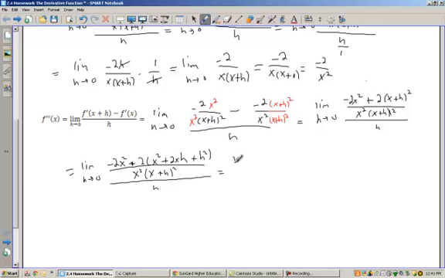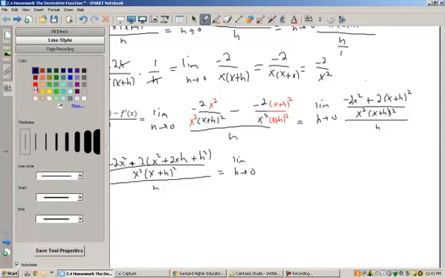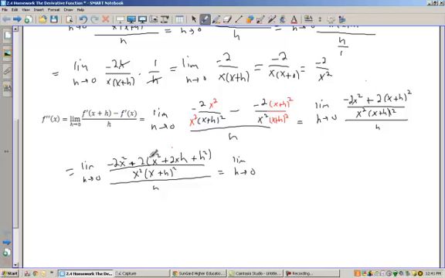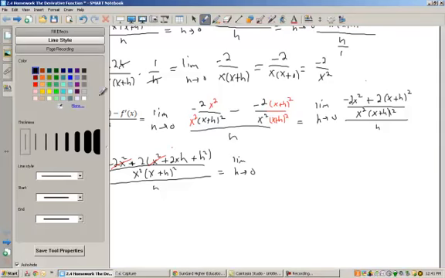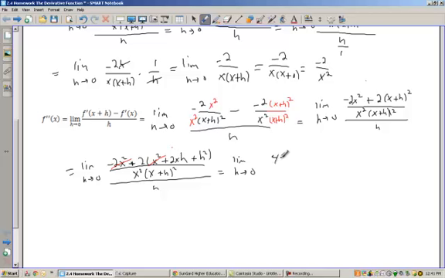And so that's equal to the limit as h goes to 0. And I'm going to have some cancellation here. So what's going to cancel? Well, 2x squared is going to cancel with 2 times x squared. And so what this is going to equal is just 4xh. Right, so negative 2x squared cancels with a positive 2x squared. Then 2 times 2xh, so 4xh, plus a 2h squared, and all divided by x squared times x plus h, quantity squared, all divided by an h.